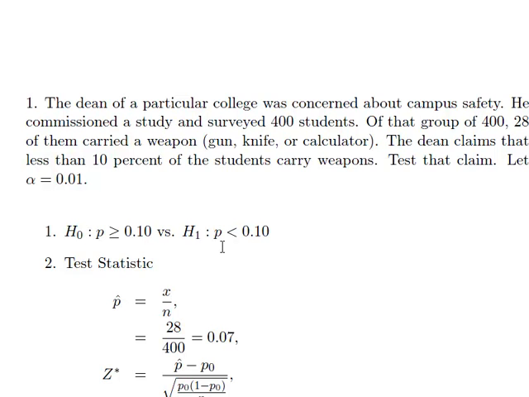than 0.10. Alright, our test statistic, for these, you have to get the sample proportion first of all, and you get that by taking the number of successes, success being a relative concept. In this particular case, it's going to be the number carrying weapons over the total number of students surveyed. So it's 28 over 400. That gives me 0.07.